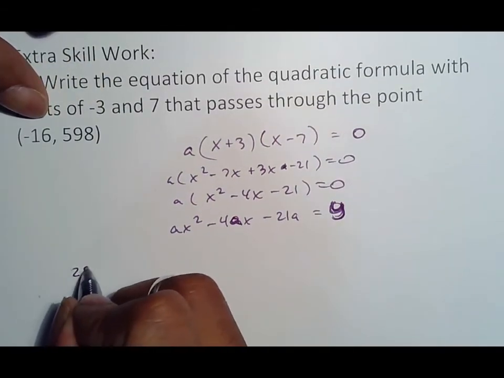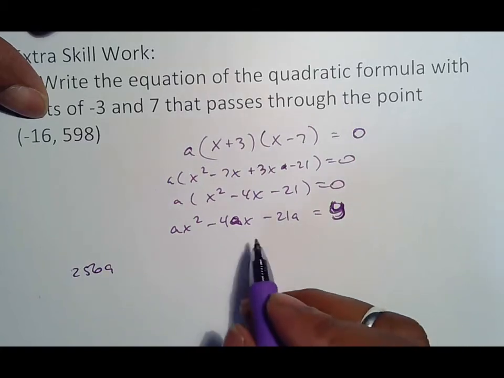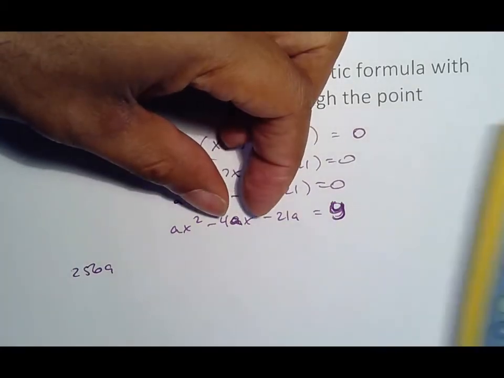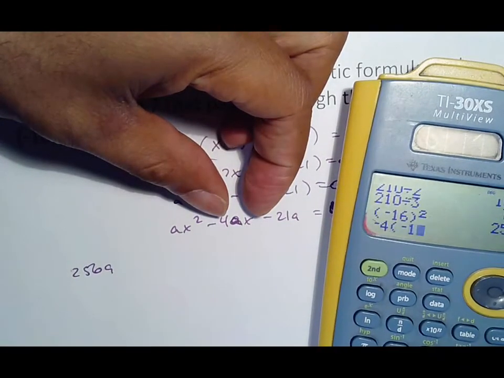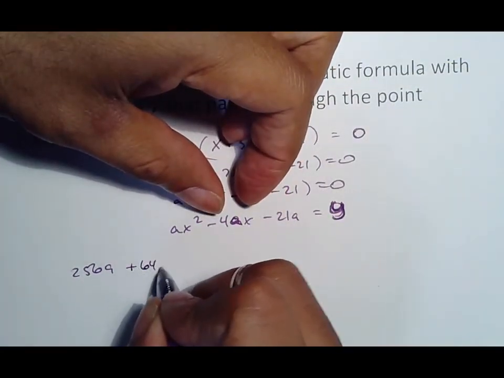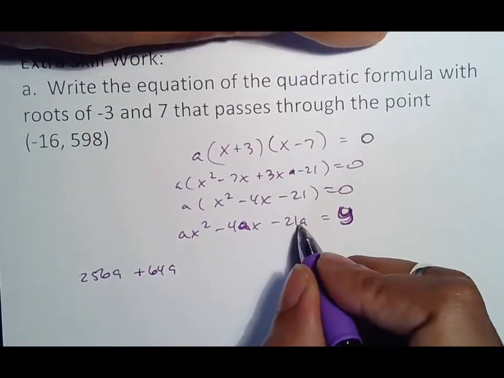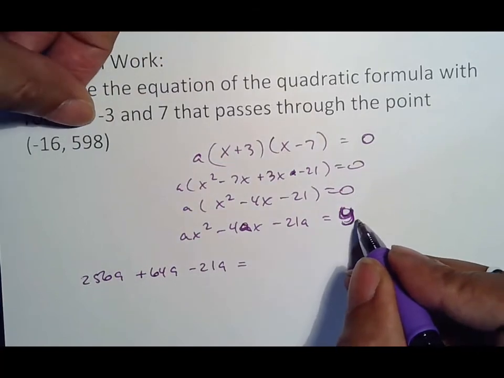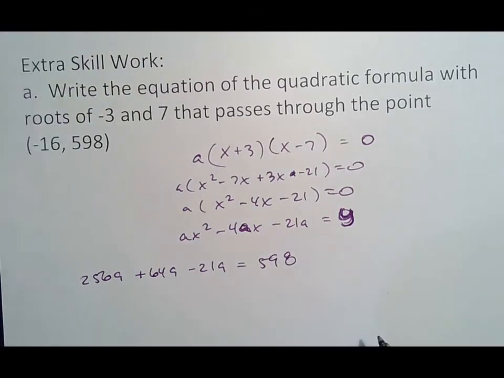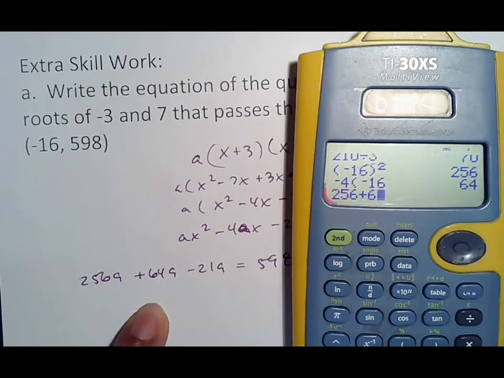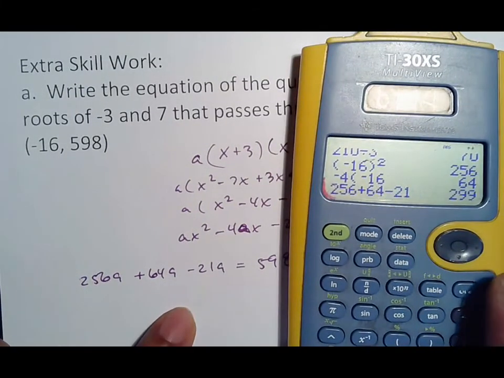I'm going to put this over here: 256a. If I put a negative 16 here, again, I'm plugging in the point. That means that we end up with negative 4 times negative 16, which is 64, and then it'd be positive, so plus 64a. And then that negative 21a is going to stay the same, and that should equal y, which in this case is 598.